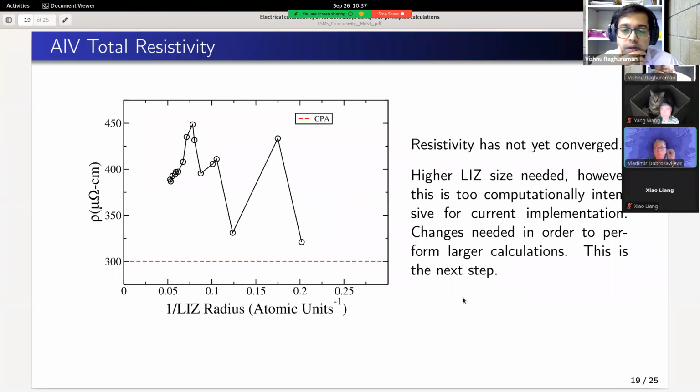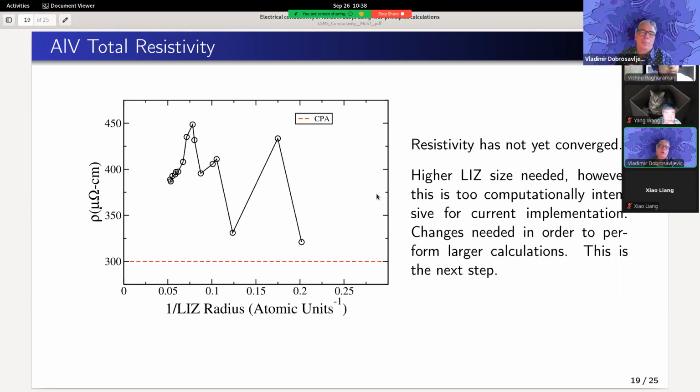We looked at the total resistivity with respect to CPA, which is an interesting test to see whether it would be comparable. It really seems that it's not converged at all. It seems to be sharply going down here, but then there's some oscillating behavior before. So I'm really not sure what the LSMS resistivity will converge to. So we have to go to a higher LIZ size, which means we sort of hit the bottleneck of this method, and that's currently what I'm working on doing.